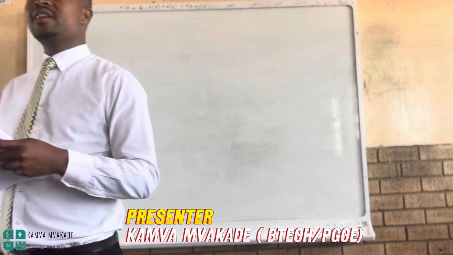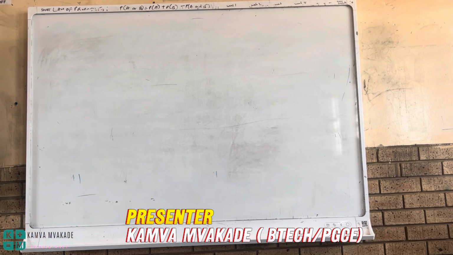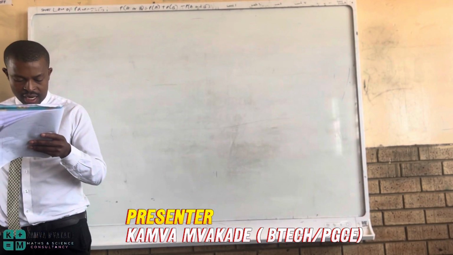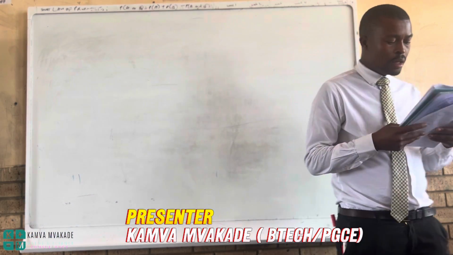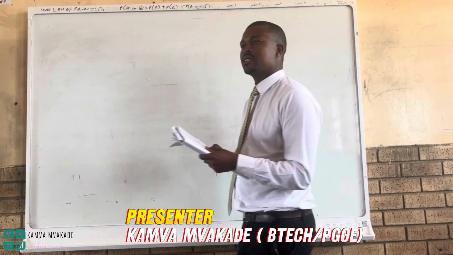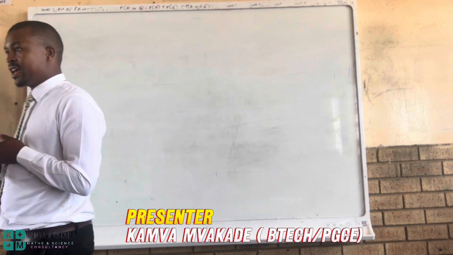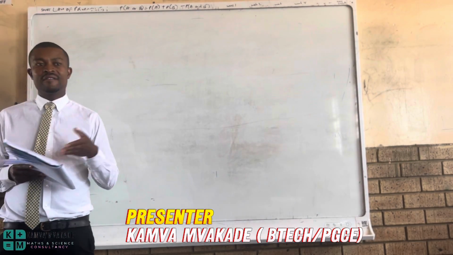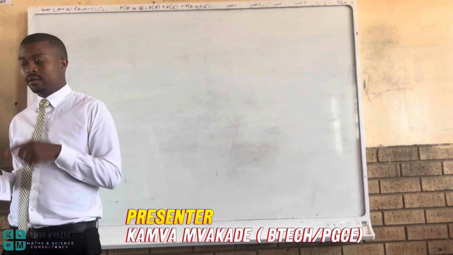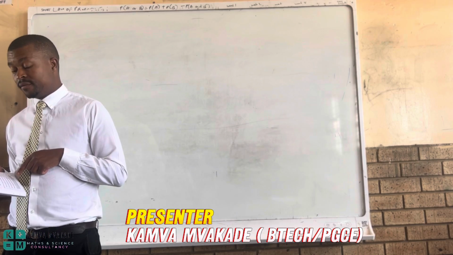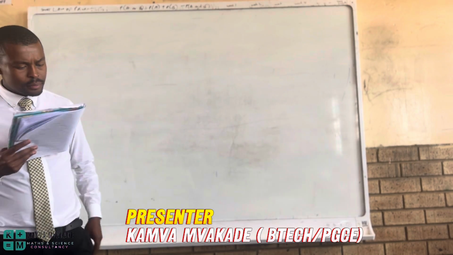The graphs on vertical projectile motion. Here we are presented with what? With a straight line graph. A straight line graph graphing the velocity versus time. The velocity versus time. Good.